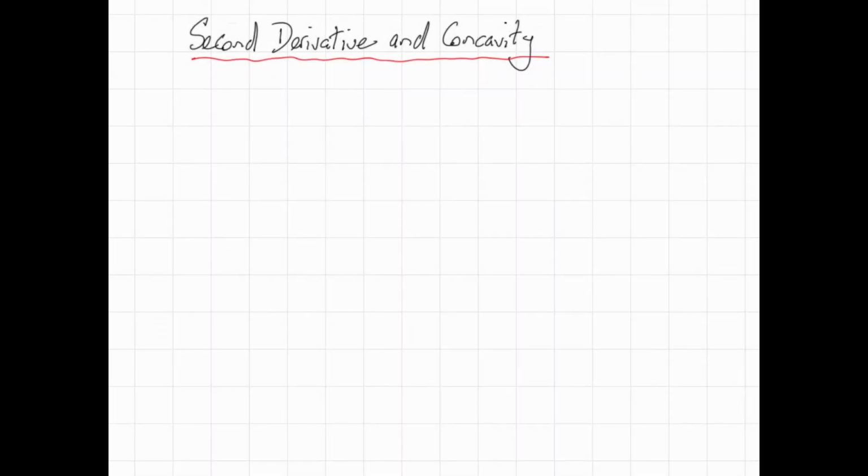We've seen that the first derivative tells us the nature of the gradient of a function. The second derivative tells us about the concavity. I'll explain what I mean by that. If we have a function that looks like this, so we've got y, some function of x, and it goes a little bit like that.